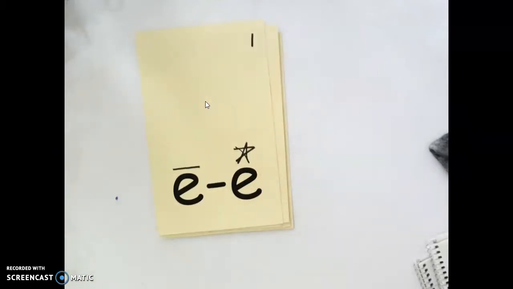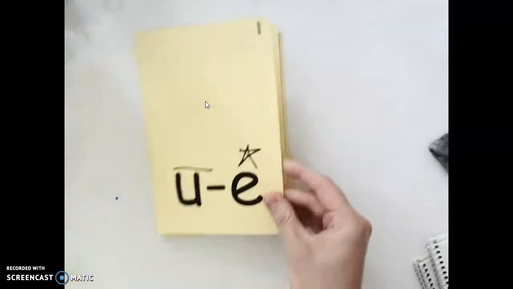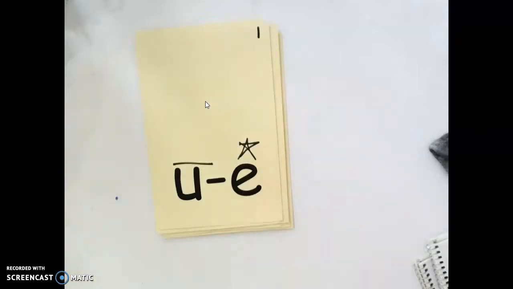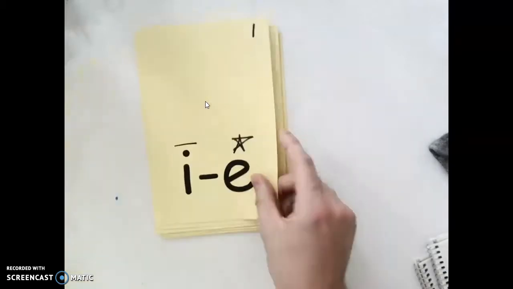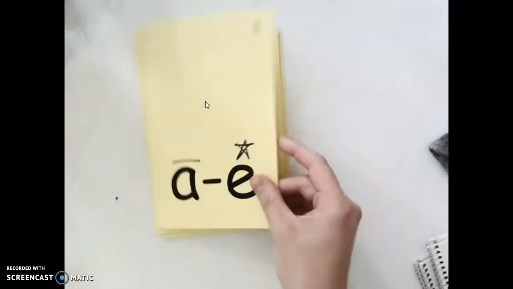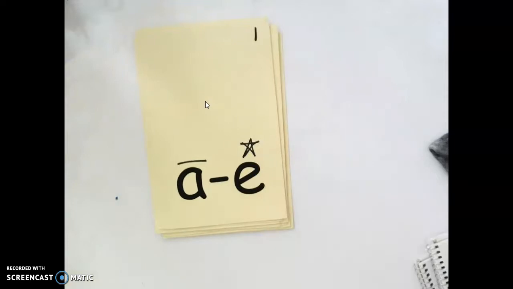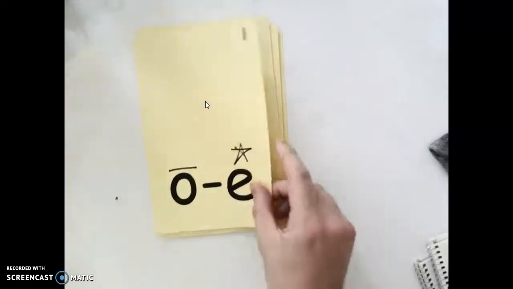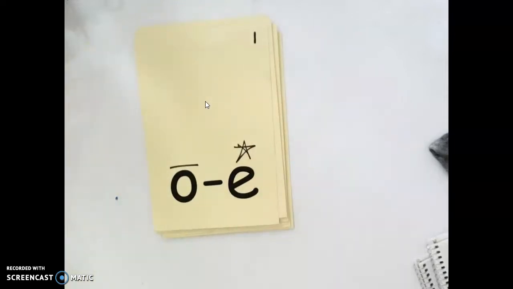E magic E says E. U magic E says U. I magic E says I. A magic E says A. O magic E says O.